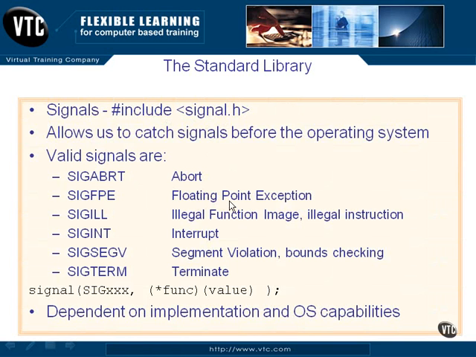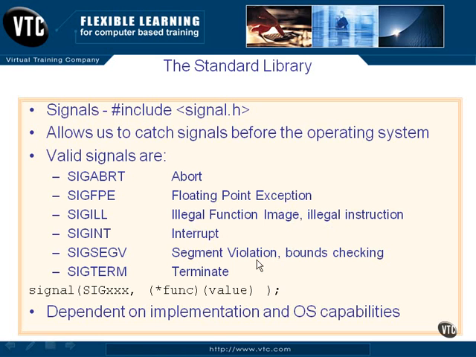If we have a floating point exception, maybe a divide by zero, something like that, we don't want the operating system to have to deal with that. We can deal with it inside the program. Illegal function images are illegal instructions, which you're going to be hard-pressed to produce in today's environment. An interrupt is usually a Control-C or something from the outside world trying to interrupt our program. We can either ignore it or we can do something with it.